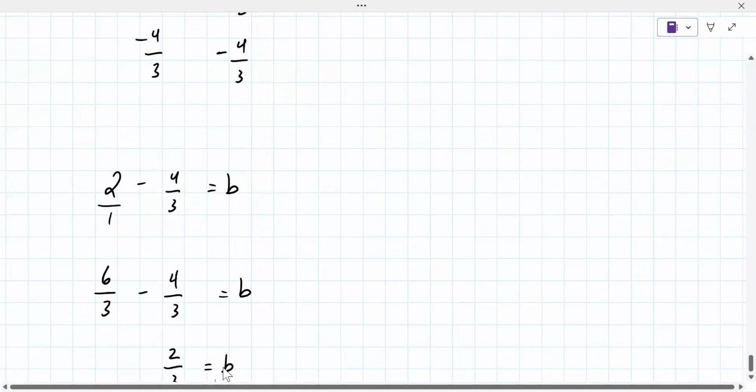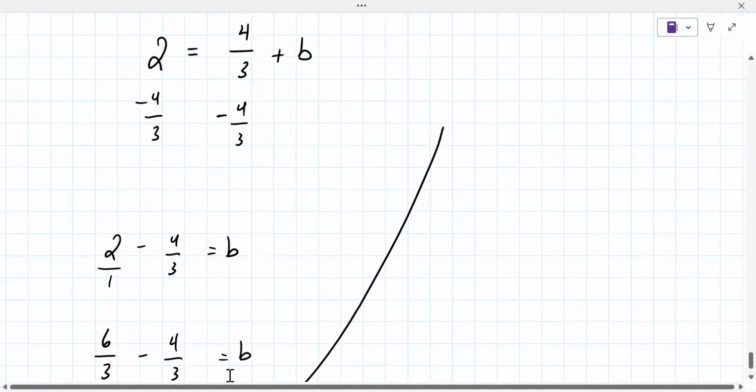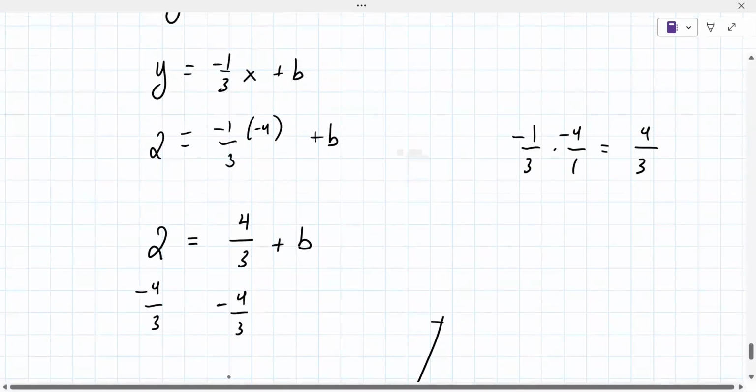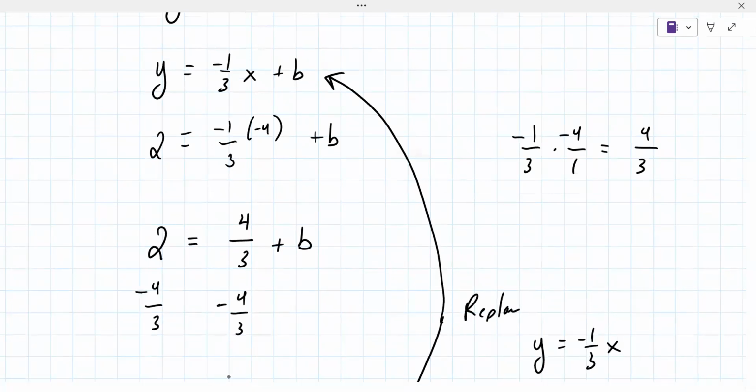And just like before, you take that b value and you come back up here. I gotta come way back up here. And you put it in there and you replace. So y equals -1/3 x plus 2/3.